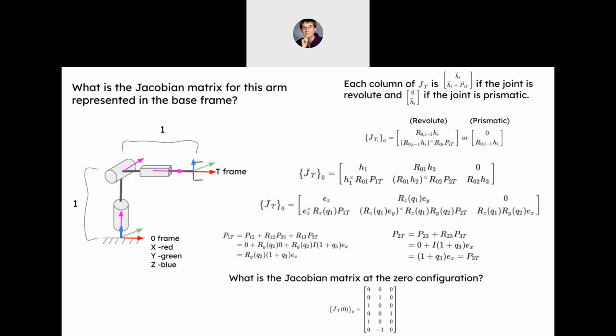Right? So the main thing when we're computing the Jacobians is basically to remember the form of the Jacobian and plug in your values appropriately. And then if you want to do it for a specific configuration, then you can plug in your Q values into your Jacobian matrix.